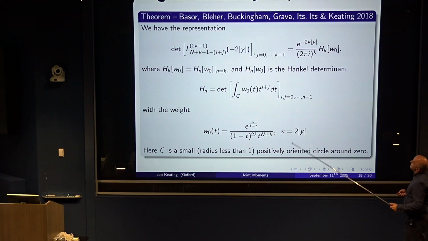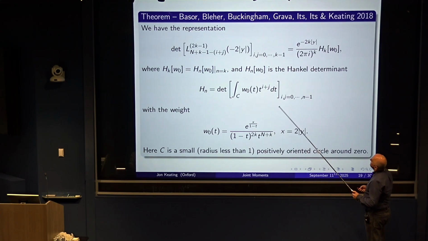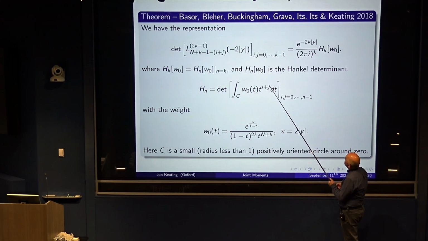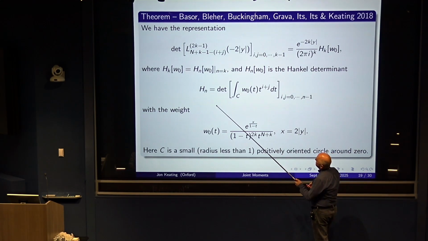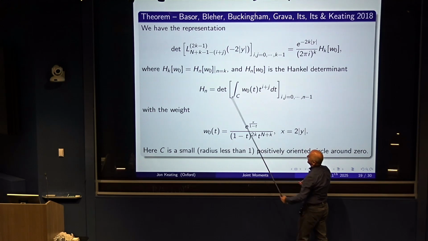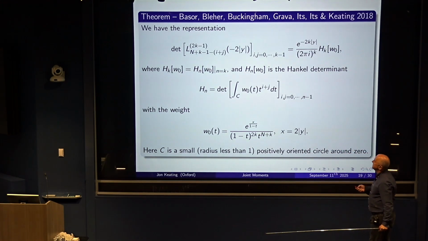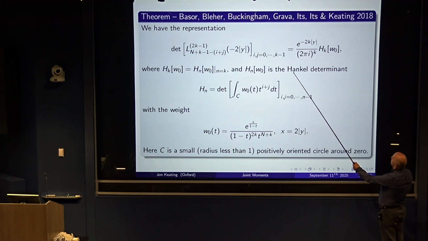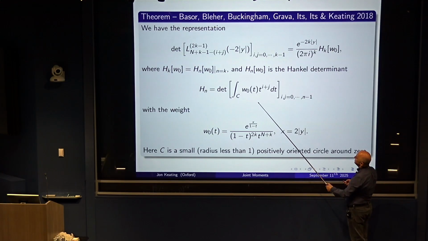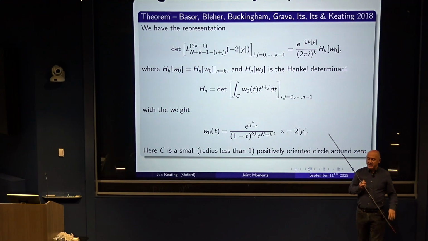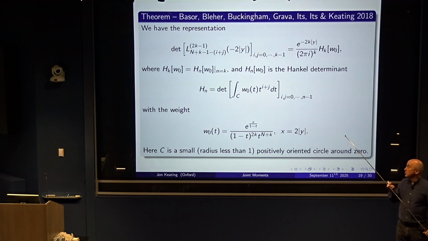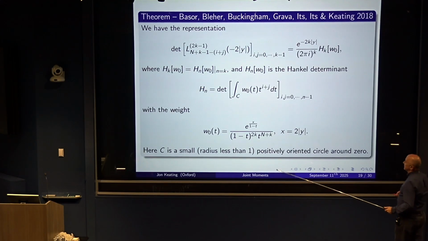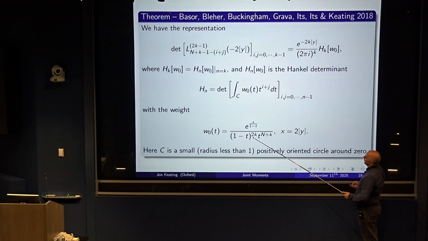So here's the theorem. And this was proved about 6 years ago now, 7 years ago. It's that the determinant of generalized Laguerre polynomials that appear in Wynn's formula, that determinant, you can write as a determinant of contour integrals. That's straightforward. That's just because the Laguerre polynomials you can write as contour integrals. So this is very straightforward with this weight.